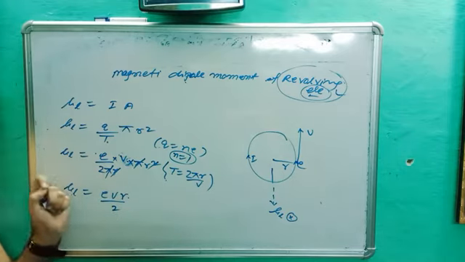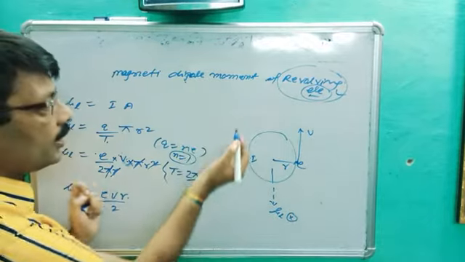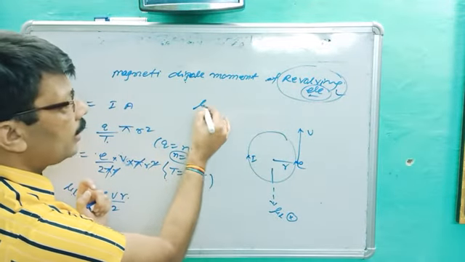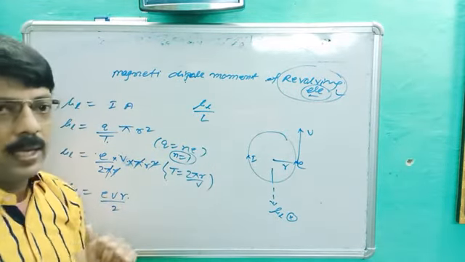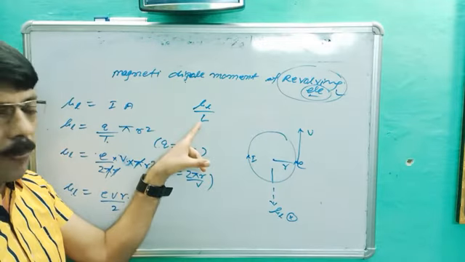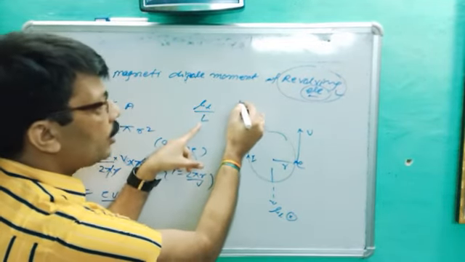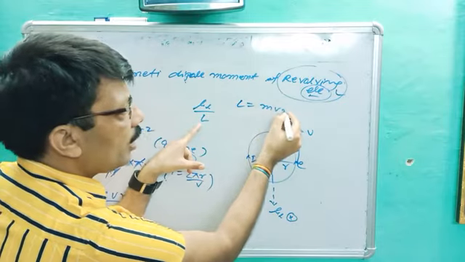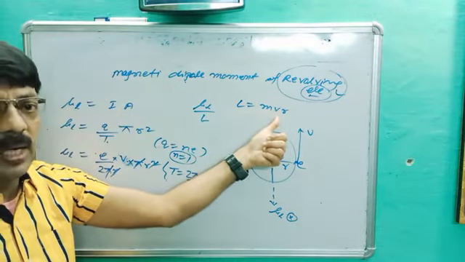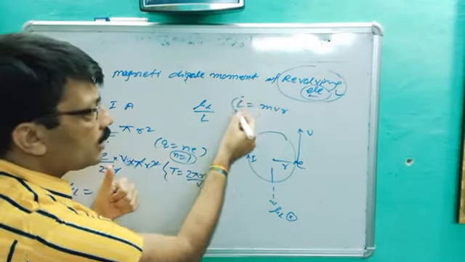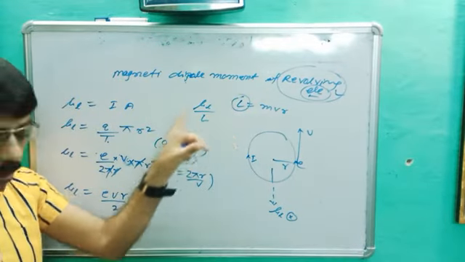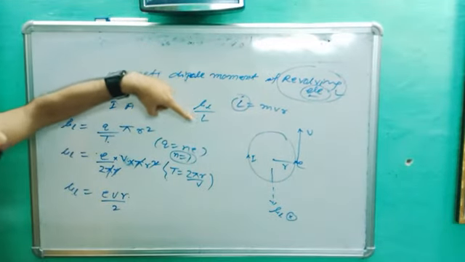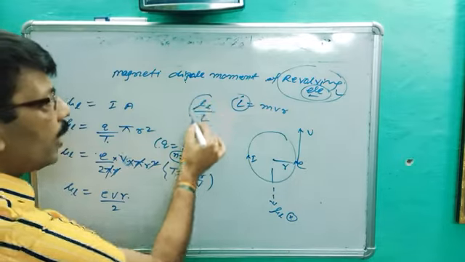Now our aim is the gyromagnetic ratio, which is the ratio of magnetic dipole moment to angular momentum. This is the angular momentum, and in class 11th I taught you L is equal to mvr. You better know this is the formula of angular momentum. So our aim is mu L upon L. This is called the gyromagnetic ratio.